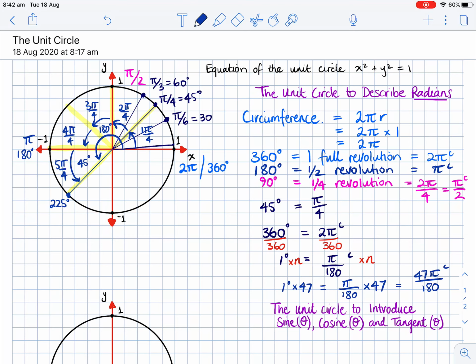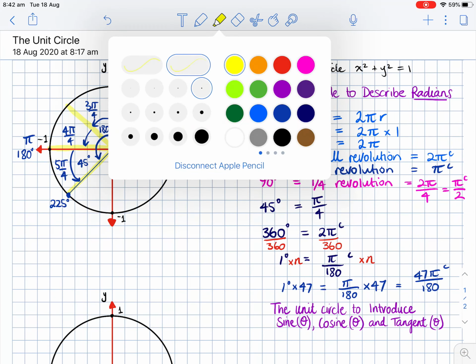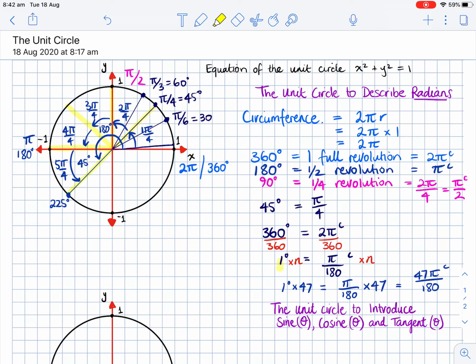So I'm actually just counting on, but instead of counting by 45 degrees, I'm counting by pi on 4 radians. Okay, so that's the basis for where radians come from. And this formula down the bottom here, I'll just highlight this formula that I wrote earlier. That formula there is going to be pretty important to help you convert from degrees to radians. And you'll need to do that in one of your exercises. And there's more examples in your book.